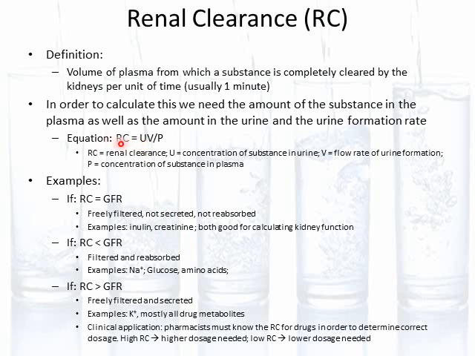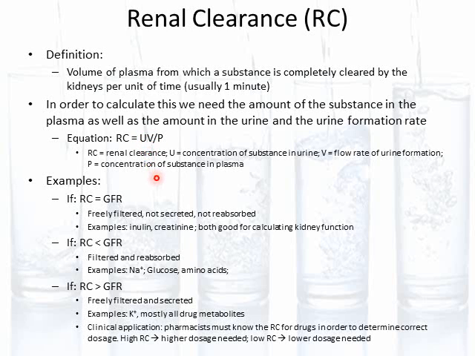So first of all, the equation. You'll need to use this in the next few slides. Renal clearance equals U times V over P. U is the amount of the substance in the urine, V is the flow rate of urine formation, so volume of urine, and P is the concentration of the substance in the plasma. Okay, so it's how much did you start with in the blood, how much came out in the urine, and then how much total urine came out.